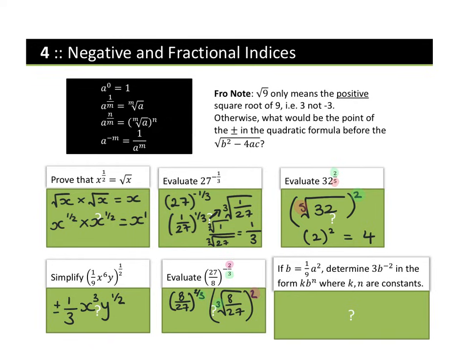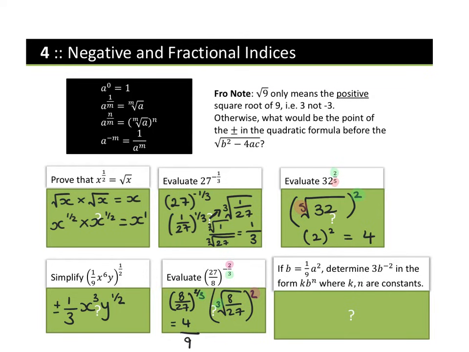Now, we should be able to do the cubed root of 8. The cubed root of 8 is 2. Squared is 4. The cubed root of 27 is 3. Squared is 9. Now, a bit of a fun fact.